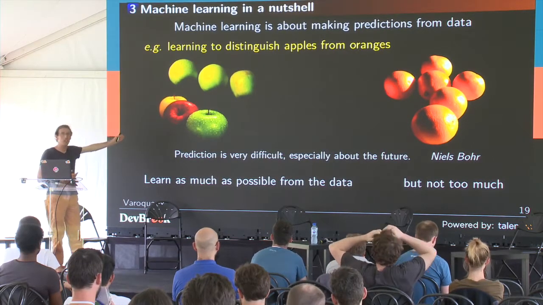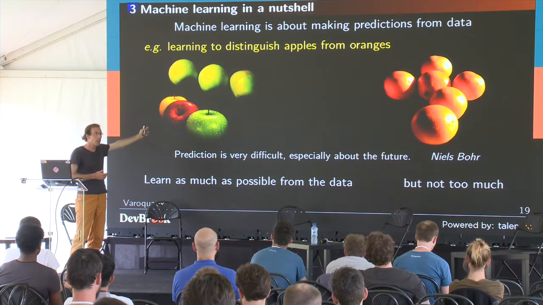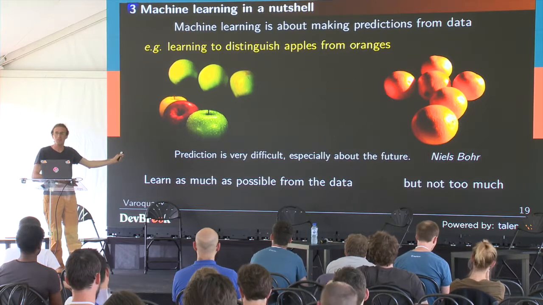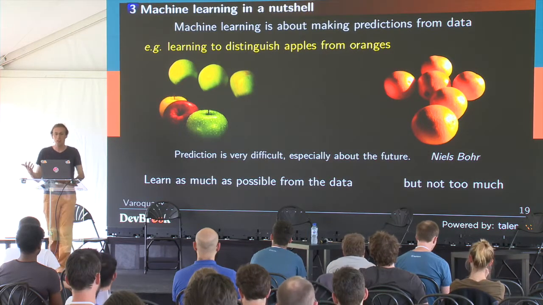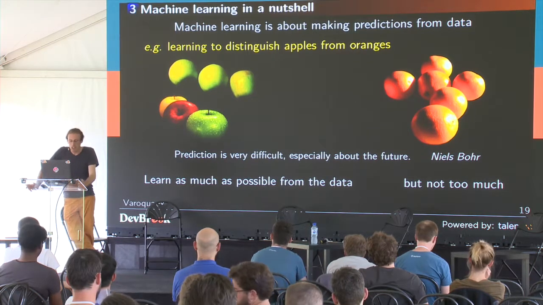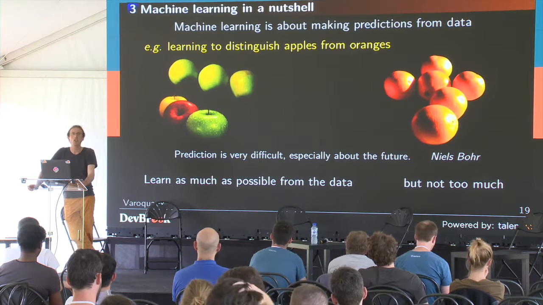The challenge is to generalize. If I learned that apples were green and oranges were orange, I will fail on the new data. That's the difficulty. Prediction is difficult, especially about the future. So the challenge is to learn as much from the data, but not too much. If we've learned too much from the data, we don't generalize.